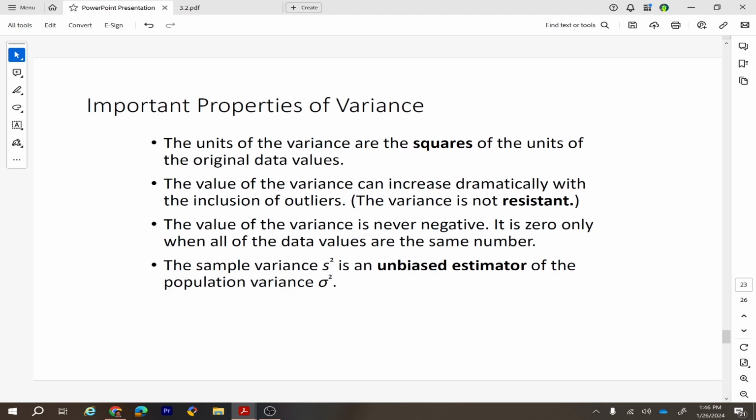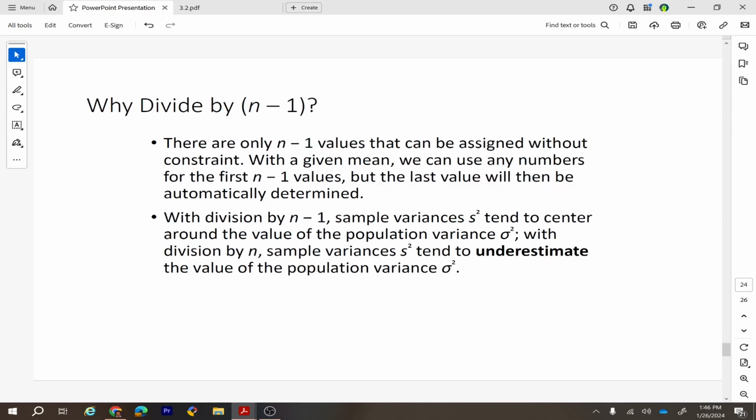Okay, some of the properties of the variance are very similar to the standard deviation. It's in the square unit of the standard deviation. Like the standard deviation is not resistant, similarly, the variance is also not resistant. The value of variance is never negative. It is zero only when all the data values are the same number. Keep in mind, this is the measure of variation. If there is no variation in the data, then the measure would be zero.